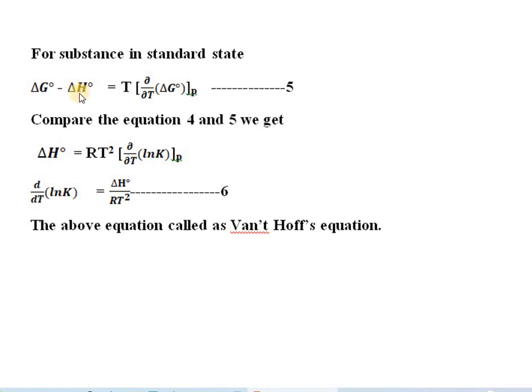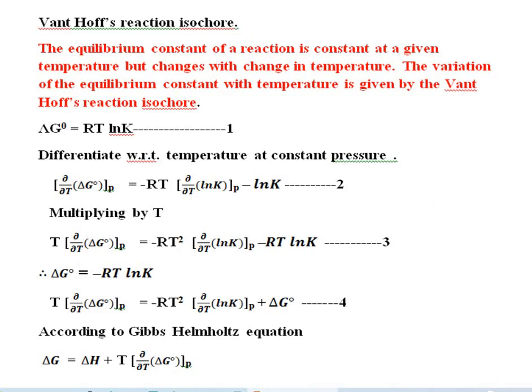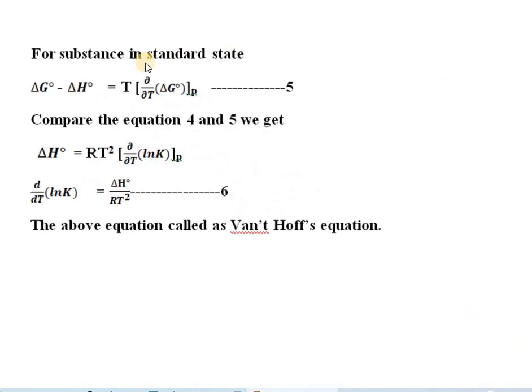Then compare equation 4 and equation 5. When we compare these two equations, delta H0, that is the standard state change of enthalpy, is equal to RT square into del by del T of ln K at P, at constant pressure.